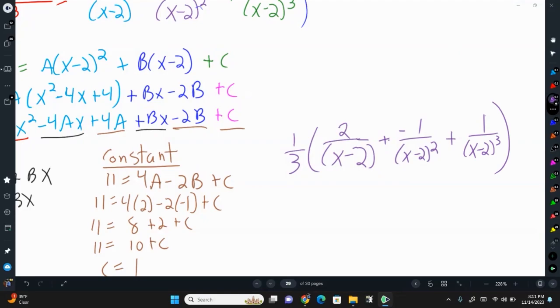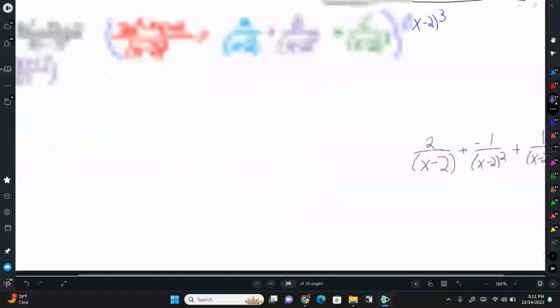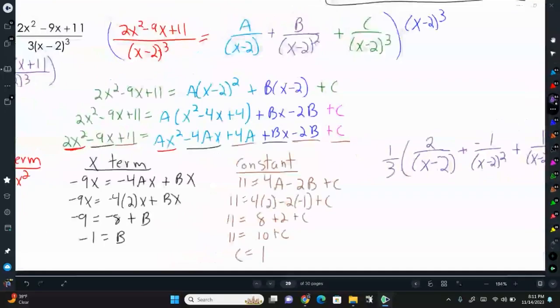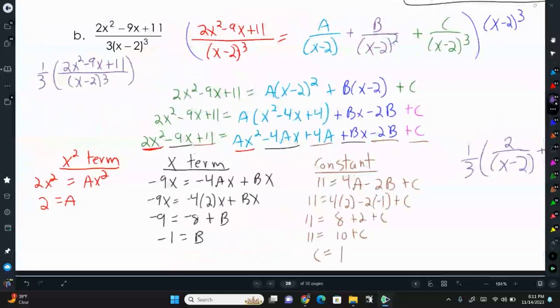So the fraction decomposition does get a little bit easier the more you do it, and the better you are at matching up your like terms and creating this little table here and treating that as a puzzle.